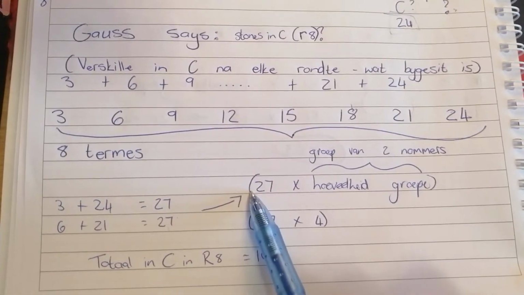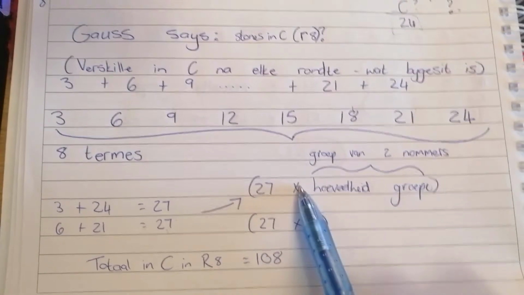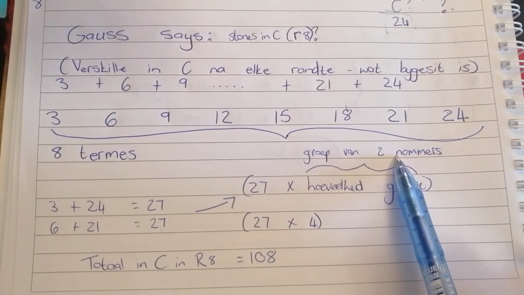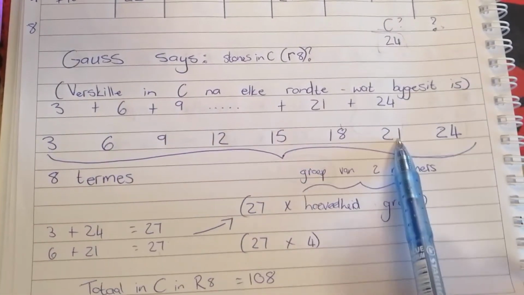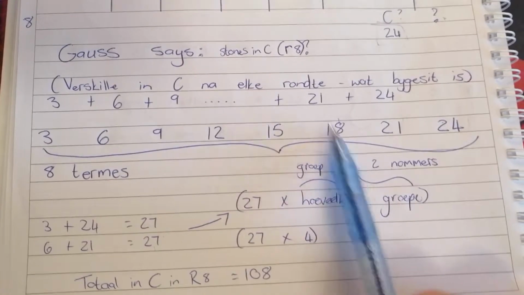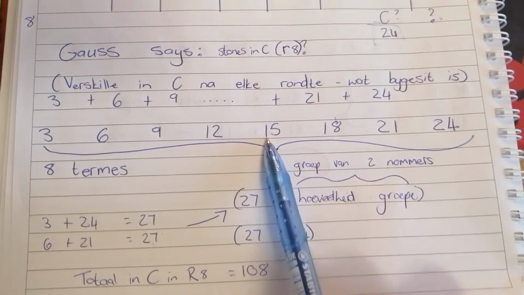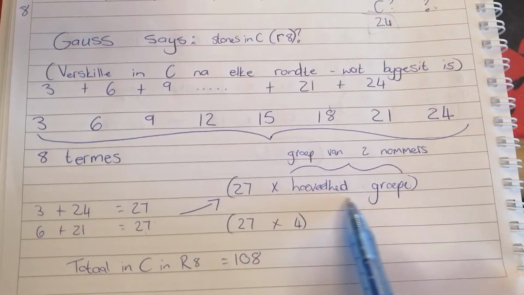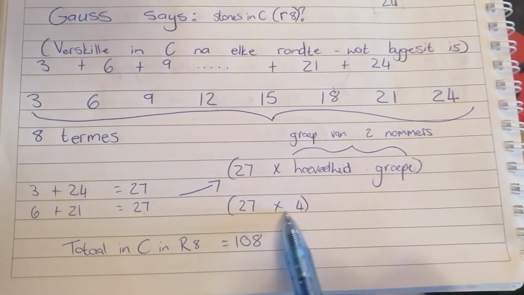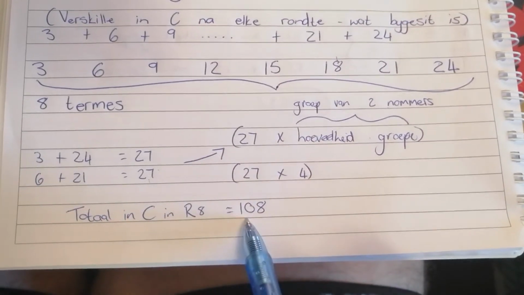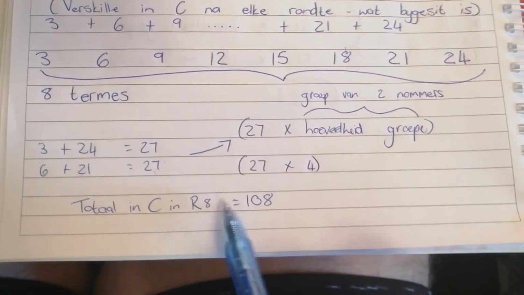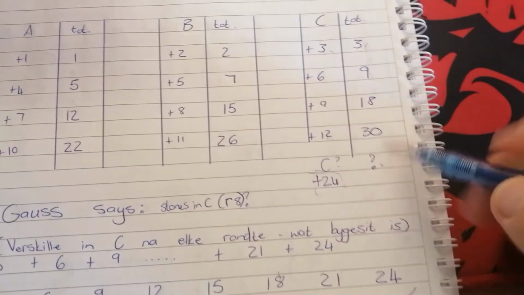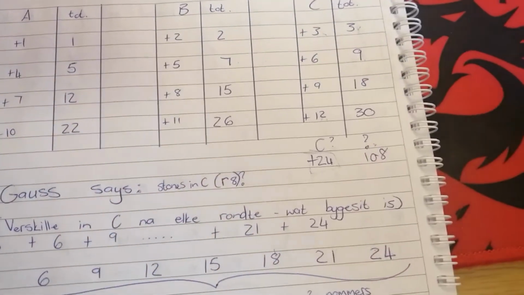Then you take the 27 over. You multiply the 27 by the amount of groups of two numbers that you make up. So the 3 and the 24 is one group. The 6 and the 21, second group. 9 and the 18, third group. And 12 and 15 is your fourth group. So 27 times the amount of groups, so 27 times 4, that would give you 108. So your total stones in C in round 8 would be 108 stones. So you would add 24, and your total would be 108.